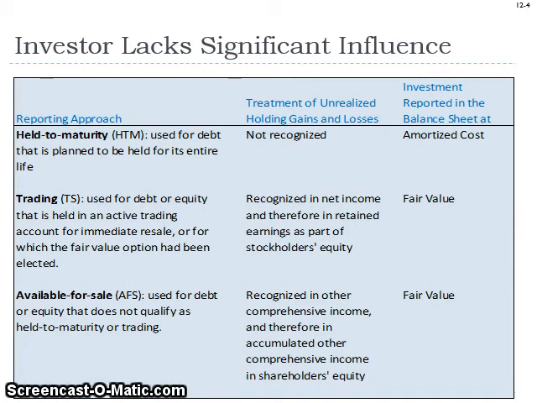So the first one I said we're going to be looking at is lacking significant influence. And these are our three categories: held to maturity, trading securities, and available for sale. Held to maturity is only used for debt securities because, quite simply, stocks don't mature. So equities don't fall into this held to maturity category. Unrealized holding gains or losses are not recognized, and I realize you don't know about unrealized holding gains or losses yet, but we will deal with that in the next few slides. The investments are reported on the balance sheet at amortized cost.